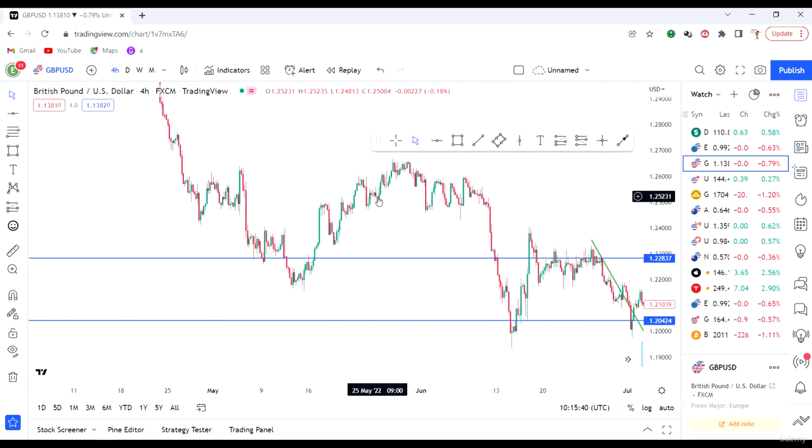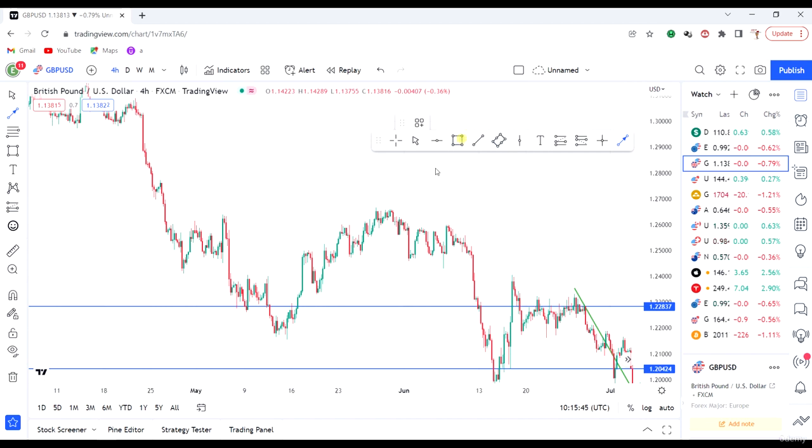I think I've spotted one again. Okay, let's just draw it out. This is the head. This is the left shoulder, and this is the right shoulder.